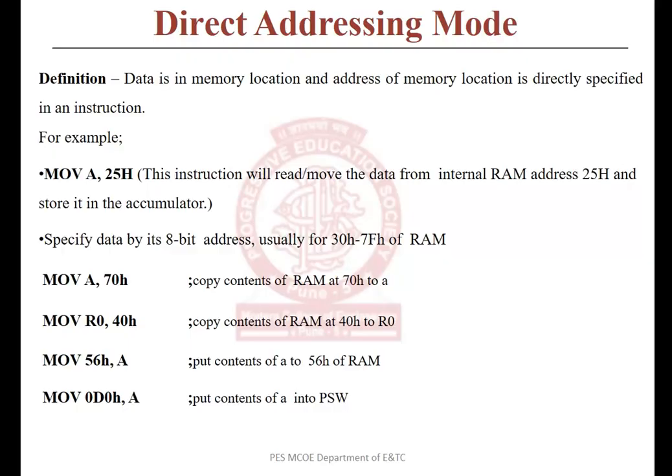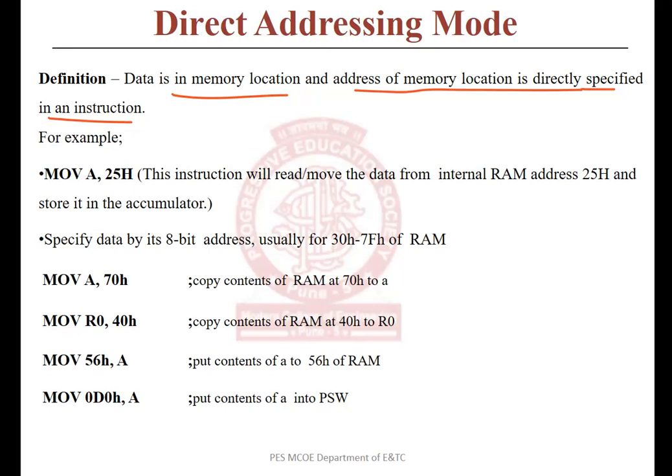Next addressing mode is direct addressing mode. Here data is in memory location and address of memory location is directly specified in an instruction. That's why it is called a direct addressing mode. I'll repeat this one. Data is stored somewhere in memory location and address of that memory location is directly specified in an instruction. For example, MOV A, 25h.